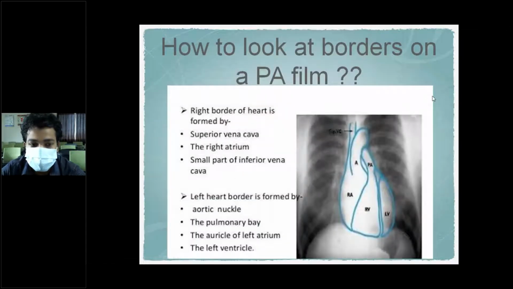How to look at borders on the posteroanterior film, the PA film. In this, the right border of the heart is formed by the superior vena cava, the right atrium, and a small part of the inferior vena cava. So the right border of the heart is formed by three structures: superior vena cava, right atrium, and a small part of inferior vena cava. The left heart border is formed by the aortic knuckle, the pulmonary trunk, the auricle of the left atrium, and the left ventricle.